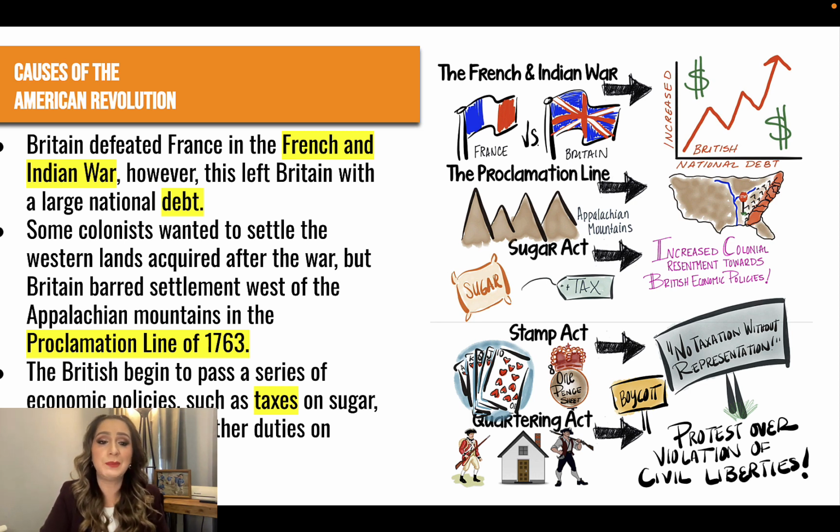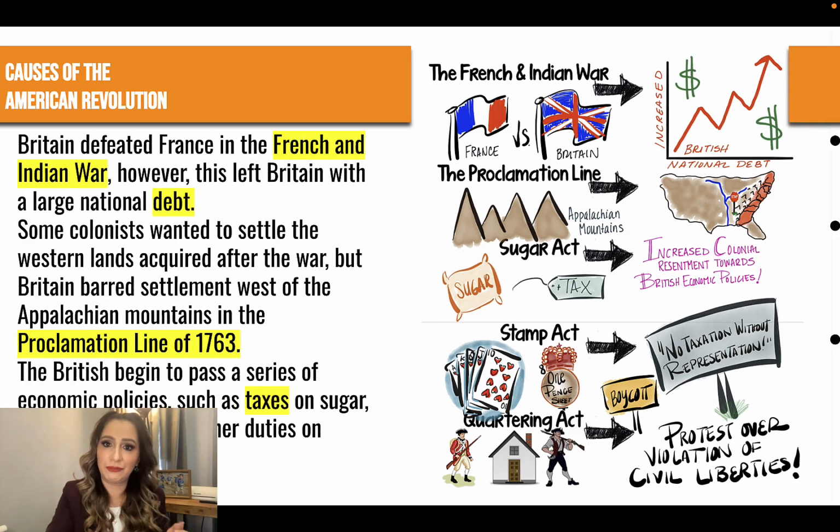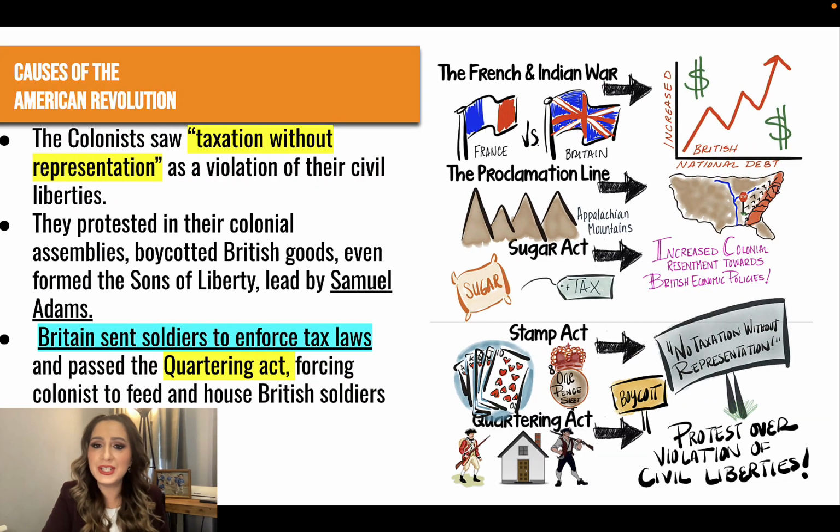Additionally, Parliament started to pass a series of economic policies, such as taxes on sugar, printed material, the Stamp Act, Townshend Act. All of these taxes were being imposed on the colonists without their consent. That means without their permission. And the purpose was for Britain to make money because Britain was in debt because of the French and Indian War. The colonists were so upset, and their motto became no taxation without representation. They believed that their civil liberties were being violated. They didn't have anyone in Parliament, 3,000 miles away. They didn't have anyone over there to speak for them.